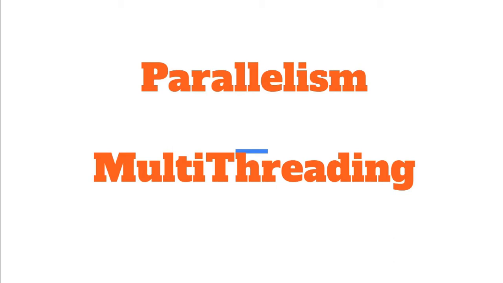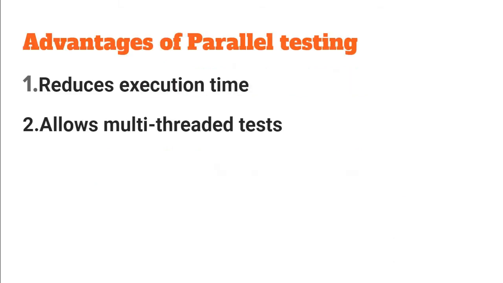If you look at the advantages of parallel testing, the first one is reduced execution time. As tests are executed in parallel, multiple tests get executed simultaneously, hence reducing the overall time to execute the tests. Another advantage of parallel testing is that it allows multi-threading tests. Using this feature we can write tests to verify certain multi-threaded code in the application.